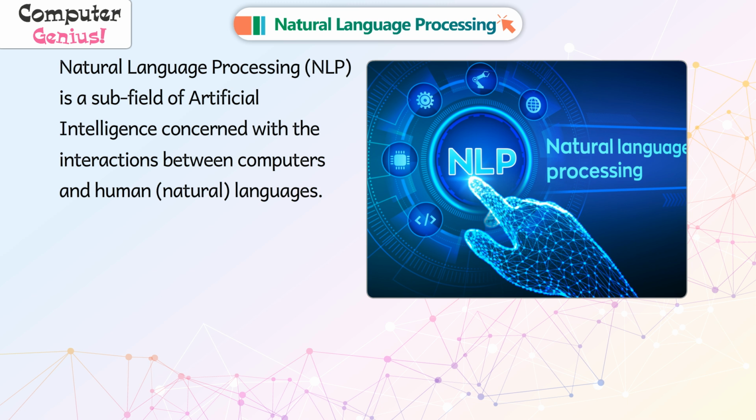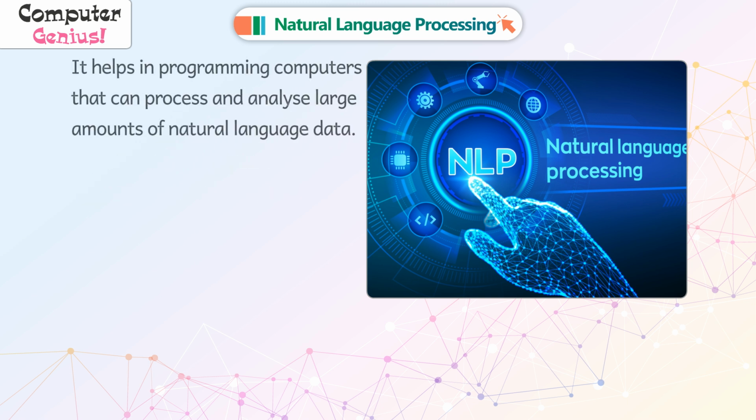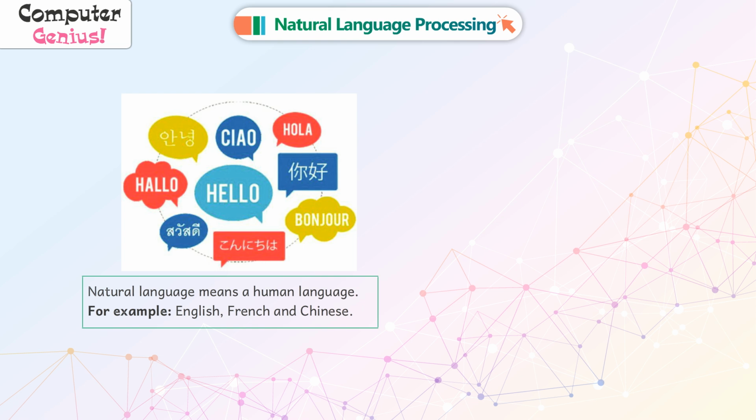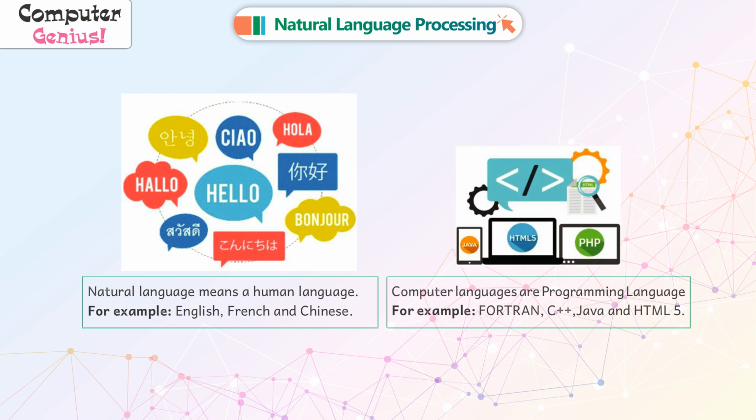Natural language processing, NLP, is a subfield of artificial intelligence concerned with the interactions between computers and human natural languages. It helps in programming computers that can process and analyze large amounts of natural language data. Natural language means a human language, for example, English, French, and Chinese. Computer languages are programming languages, for example, Fortran, C++, Java, and HTML5.